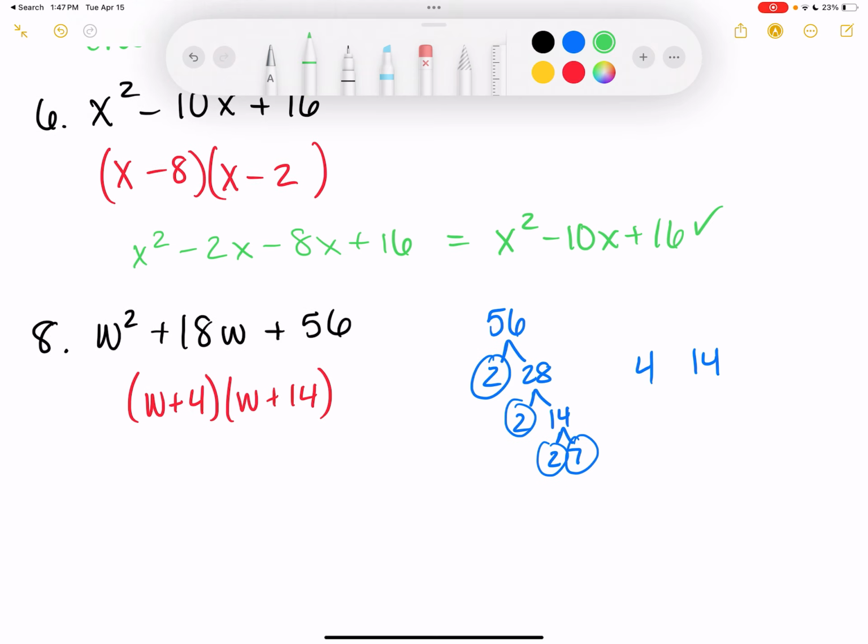Now I can check it. So W times W is W squared. And then I've got 14W plus 4W plus 56. So W squared plus 18W plus 56.